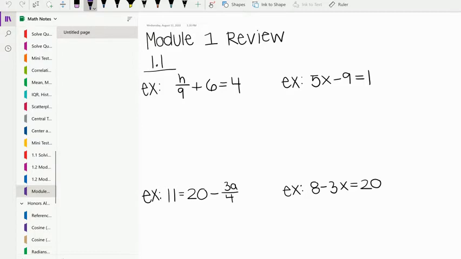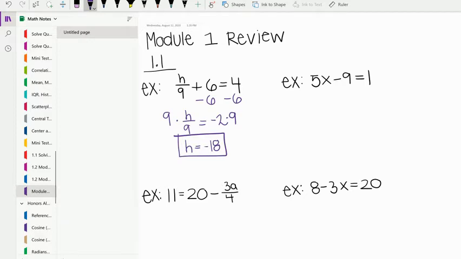So remember, you want to undo operations, so I'm going to subtract 6 from both sides. So you get h over 9 equals 4 minus 6, which is negative 2. And then we're going to multiply 9 on both sides. So we'll get h equals negative 2 times 9, which is negative 18.